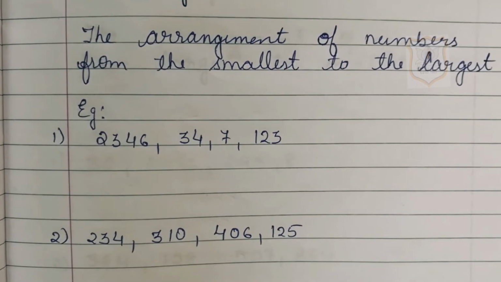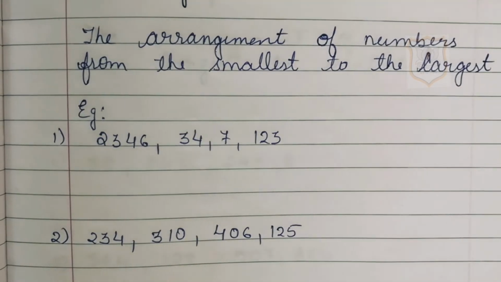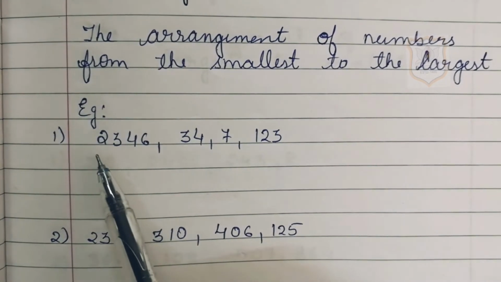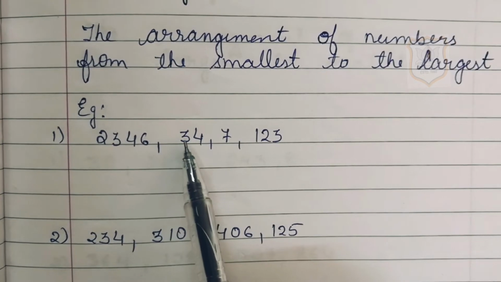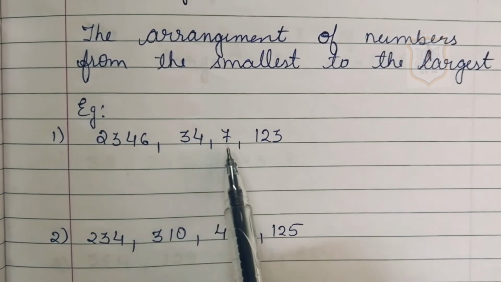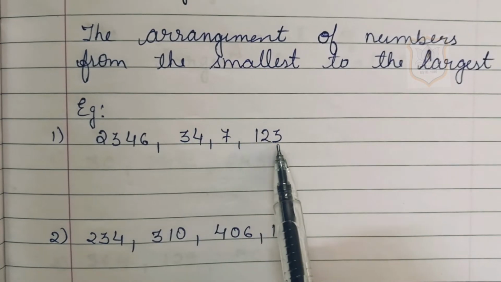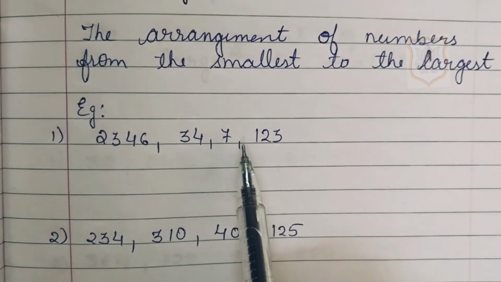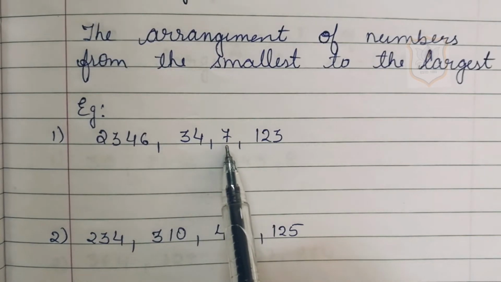The first rule is, if two numbers have unequal numbers of digits, then the number which has more digits is greater and the number with fewer digits is a smaller number. Here you can see this number has 1, 2, 3 and 4 digits. This number has 2 digits. This has only 1 digit, and this number has 1, 2 and 3 digits. So the number which has fewer digits is smaller. So 7 is the smallest number.